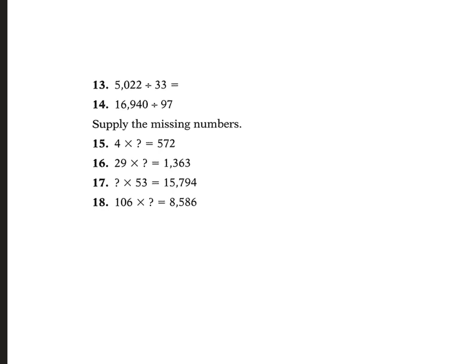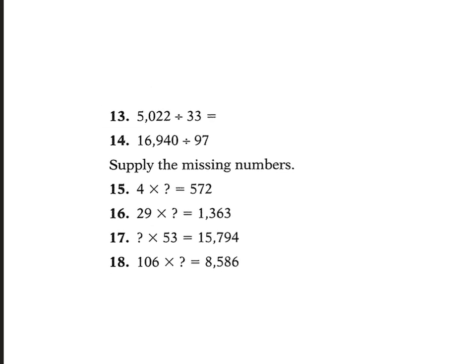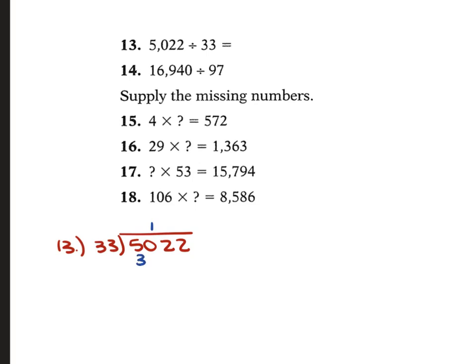For our next example, we have 5,022 divided by 33. So we're going to put the 33 on the outside, then the 5022 on the inside. So we're going to ask ourselves, does 33 go into 5? No. Does 33 go into 50? Yes. It goes in one time with 33. So we're going to do 50 minus 33. And this 0 becomes a 10. The 5 becomes a 4. So this is going to be 17. We bring down that 2 for 172.